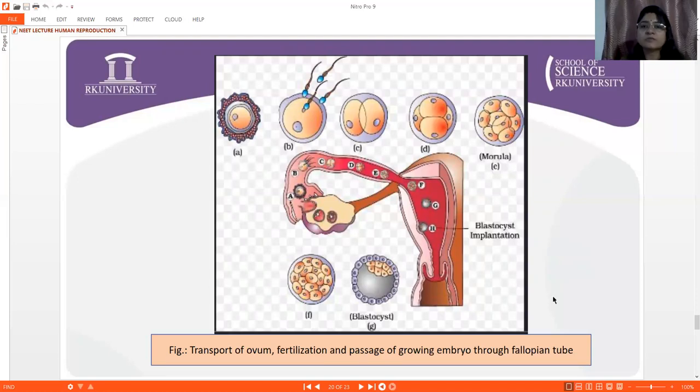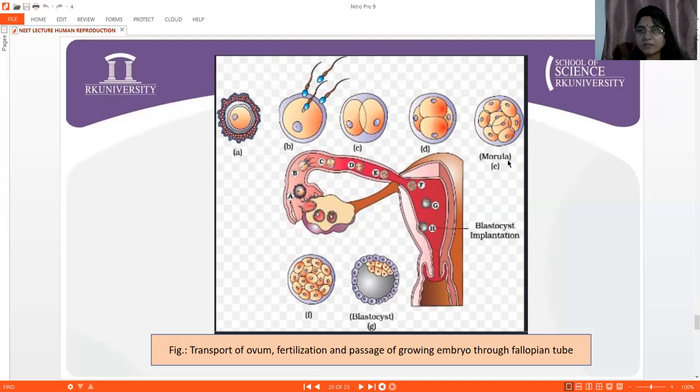This figure shows a very important process: how the ovum comes in contact with the sperm, fertilization takes place, and how the various stages are formed within the fallopian tube. The first one is the ovum. The sperm come in contact with the ovum and enter inside it. After that, the fusion of the nuclei takes place. From there, two cells are formed, from these four cells, and from these four cells, eight cells are formed.